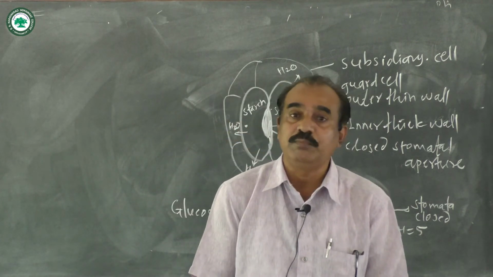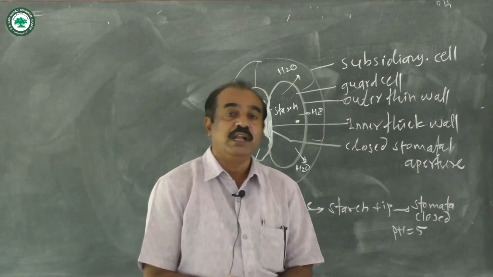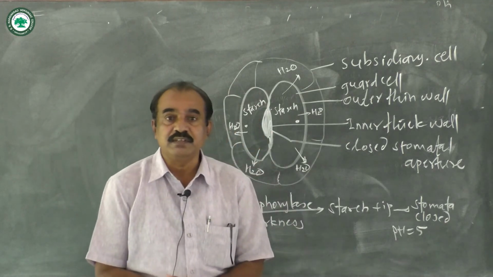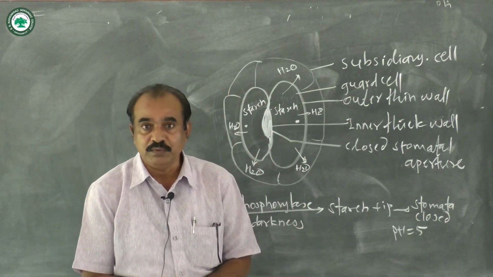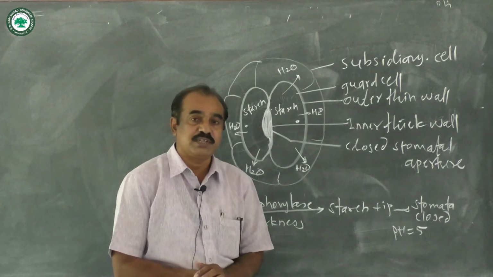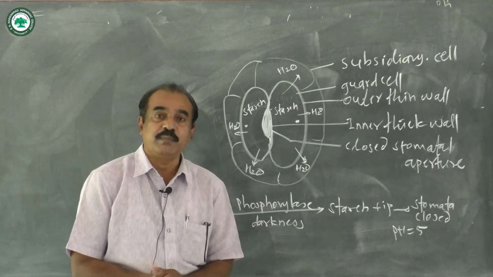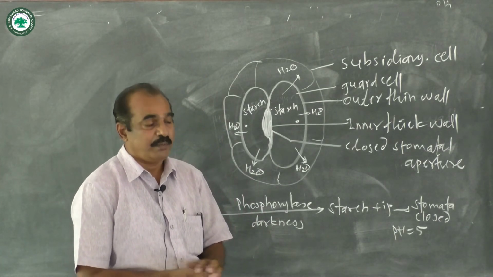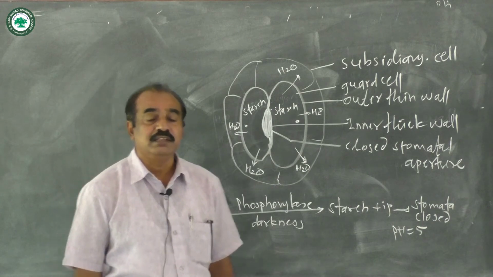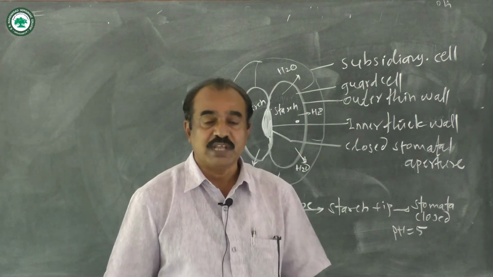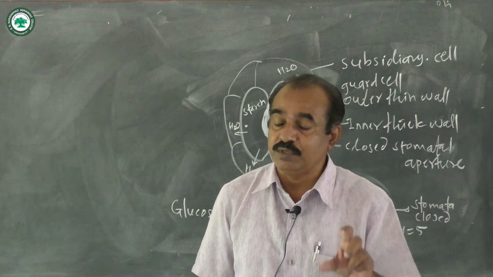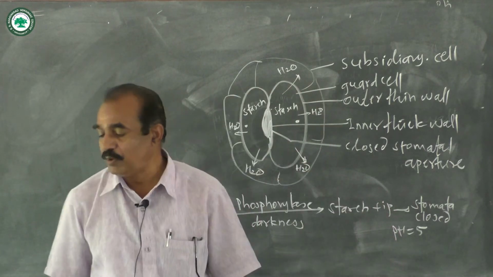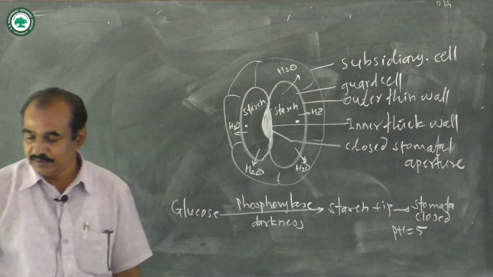and it is in favor of the closing of the stomata. When starch is synthesized, which is osmotically inactive, automatically exoosmosis takes place and flaccidity takes place, and the stomatal pore is closed, and transpiration stops. This happens when there is no sunlight, that means during night. So this is about the closing of the stomata.